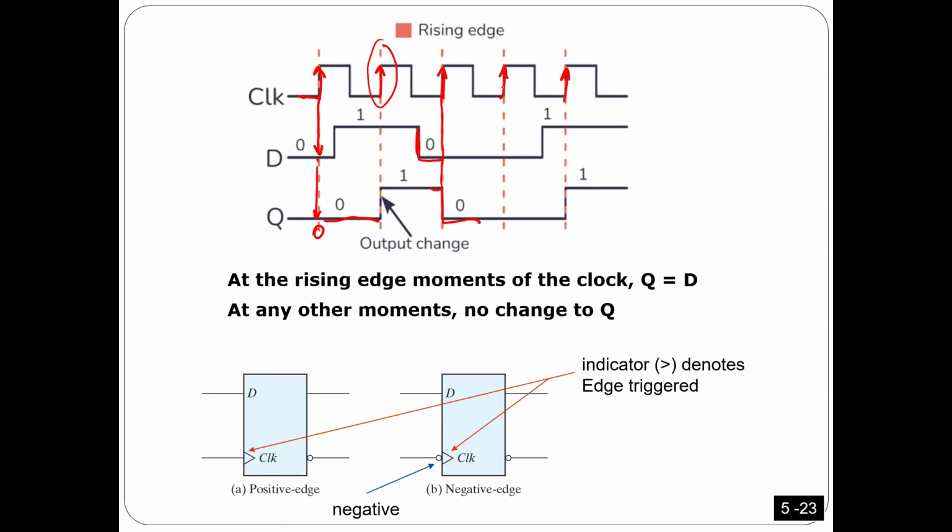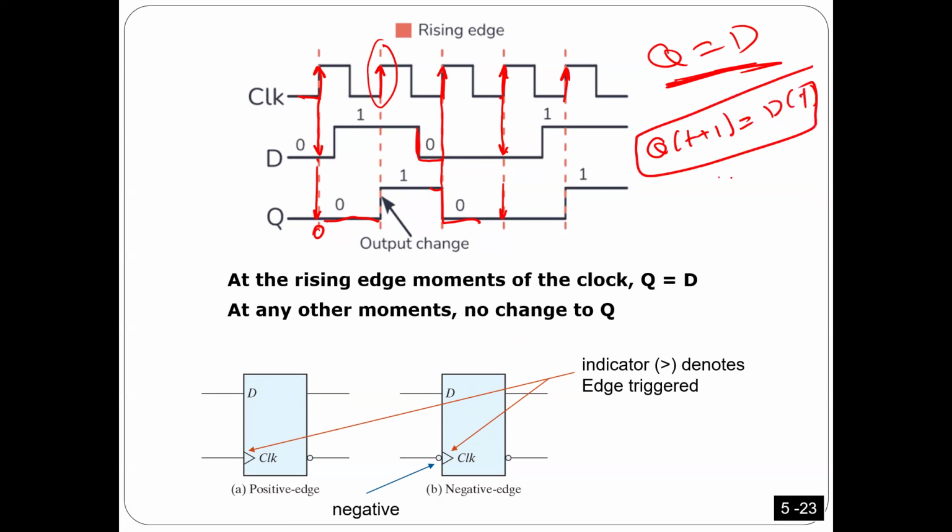Here, at this time, D is 0, Q is 0, because this flip-flop is very easy. Q is equal to D, but at certain specific times. Or to be more accurate, Q(t+1) equals D(t). This is more accurate than the previous one. That means this is the new Q. The new Q equals the current D, but when the time comes. This is the new value, and this is the current value for D.